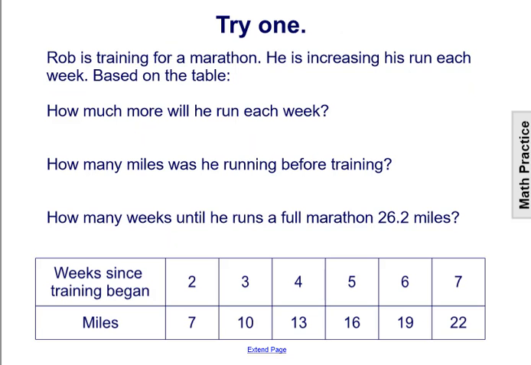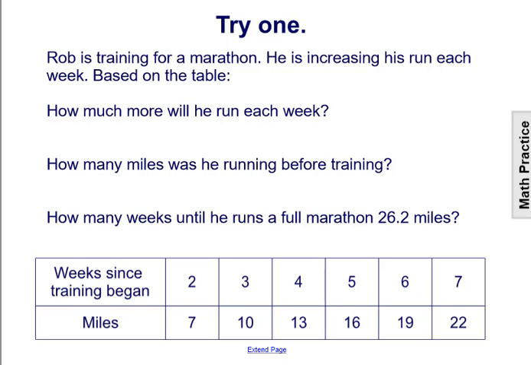Let's try another example. We have Rob is training for a marathon. He is increasing his run each week. Based on the table, let's answer how much more will he run each week, how many miles was he running before training, and how many weeks until he runs a full marathon, which is 26.2 miles.